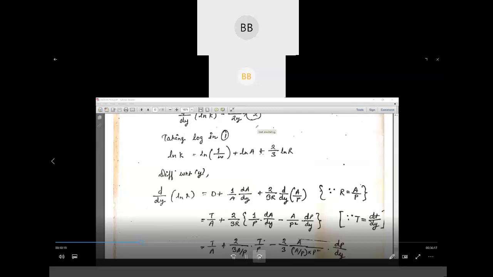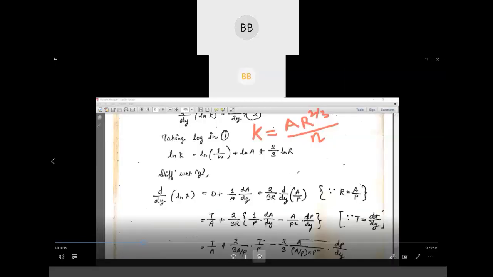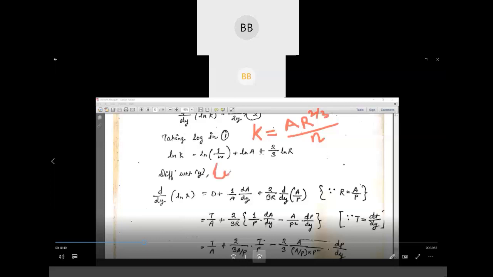So our equation number 1 is nothing but K is equal to A R to the power 2 by 3 divided by n. So first, similarly, we have to take log and then we have to differentiate with respect to y. So first we have to take log, so again log e K. Okay, this is K.